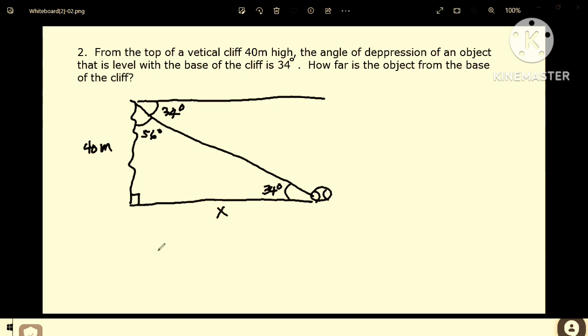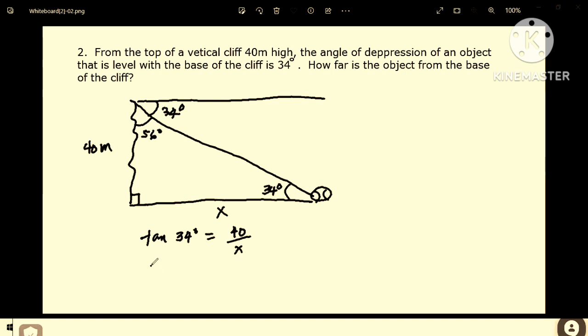Okay? So, how do we solve for x? What function is involved here, no? So this is 34 degrees. This is the opposite side. And this is the adjacent side, no? With respect to our angle. So the function involved is opposite over adjacent, or tangent, no? So tangent 34 degrees is equal to opposite, which is 40, over the adjacent, which is x.